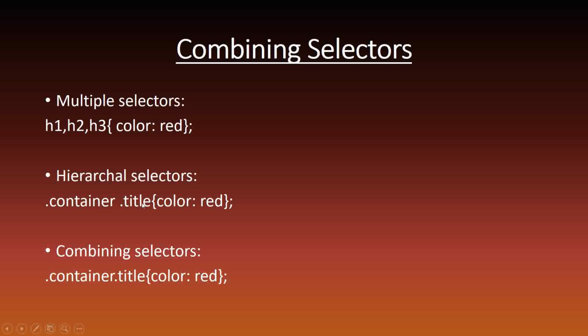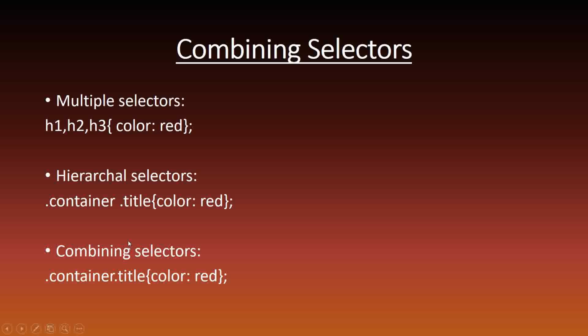And the third type is combining selector. Now combining selector, what is the difference between them? The difference between combining and hierarchical selector is that they don't have space, and the other thing is that this shows that the element has both classes, title as well as container.